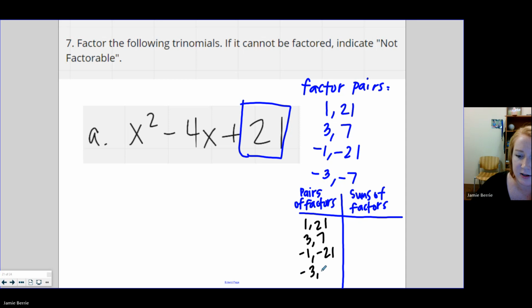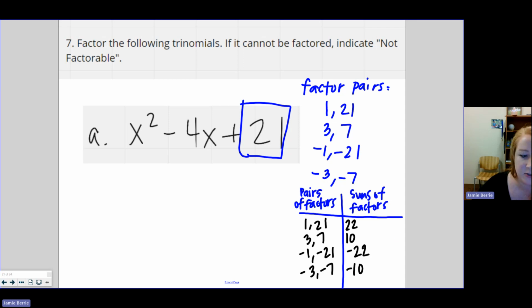So I'm just going to start by writing my factor pairs: 1 and 21, 3 and 7, -1 and -21, -3 and -7. Those are all the things that multiply to give you a positive 21, which was our constant term. Then you're just going to add those factors together to fill in the sums of factors column. 1 plus 21 is 22. 3 plus 7 is 10. What's -1 plus -21? It'd be -22. -3 minus 7 would be -10.